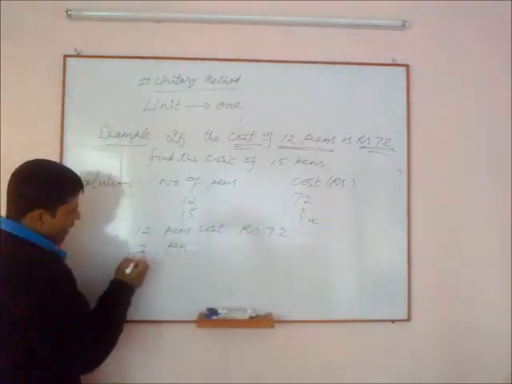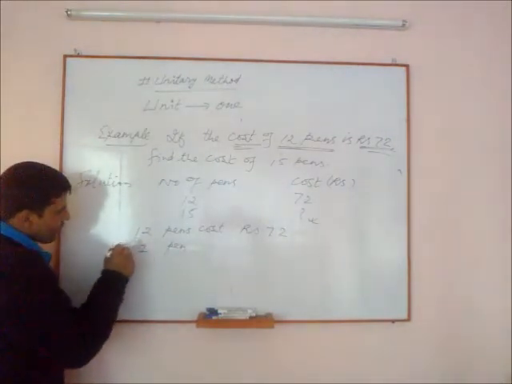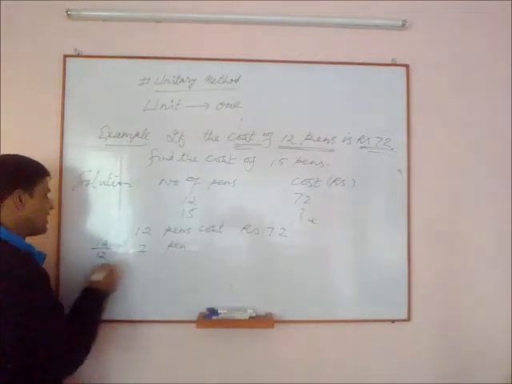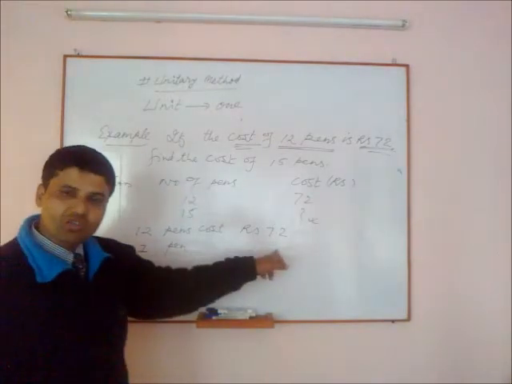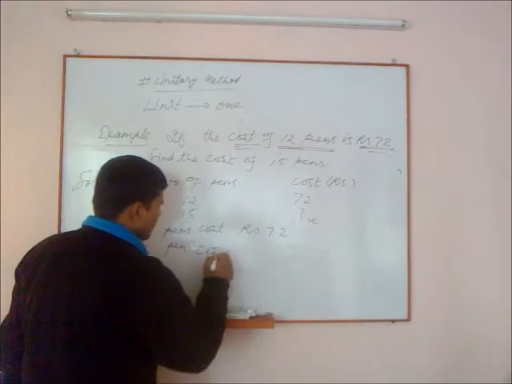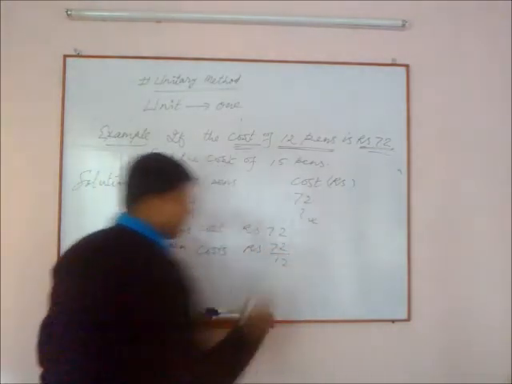Here we got 1. How does this 1 come? This 1 comes by dividing 12 by 12. It means 12, the first number, divided by 12 itself. Then we got 1. It means we divided here by 12. So here the cost also needs to be divided by 12. So 1 pen costs rupees 72 divided by 12.